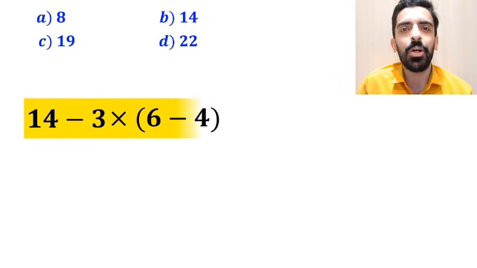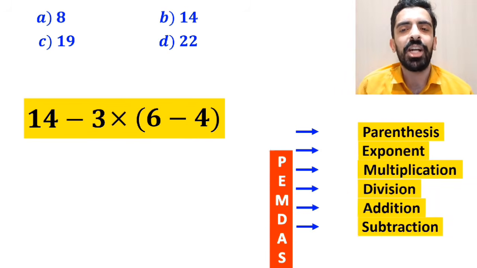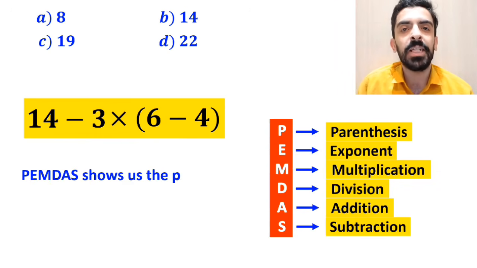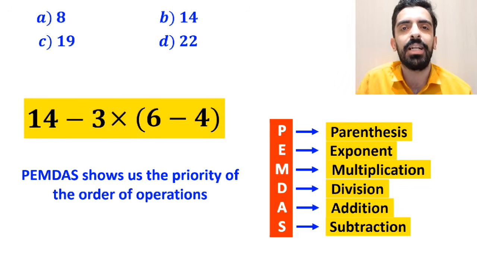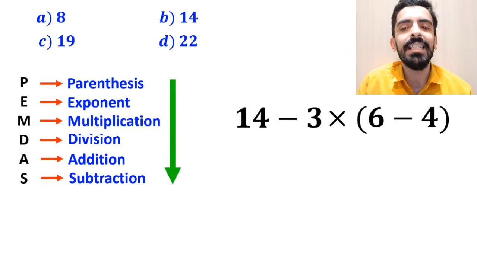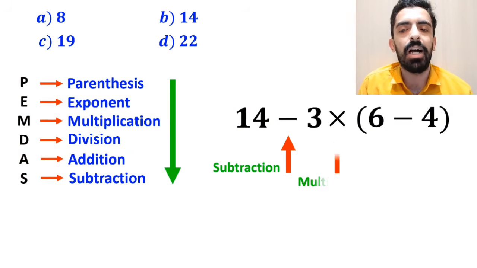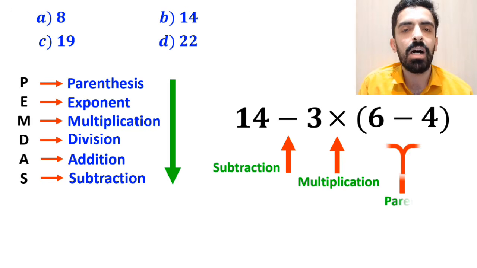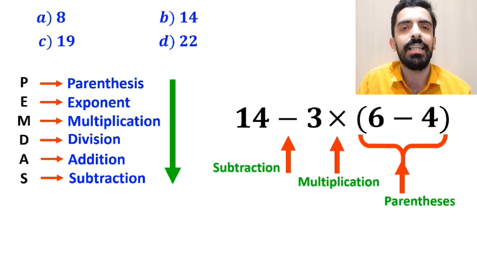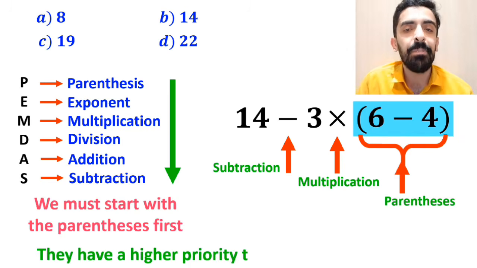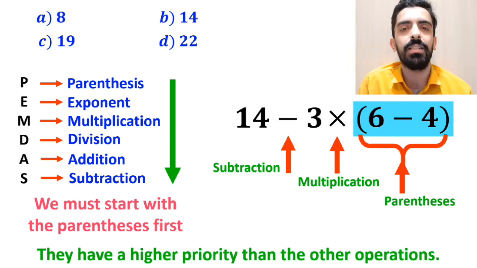Alright, now let me show you how to solve this expression properly. To solve this question, we need to follow a rule that is called PEMDAS. PEMDAS shows us the priority of the order of operations. Okay, as you can see in the image, in this expression, first we have a subtraction sign, then a multiplication sign, and finally parentheses. We must start with the parentheses first, because they have a higher priority than the other operations.